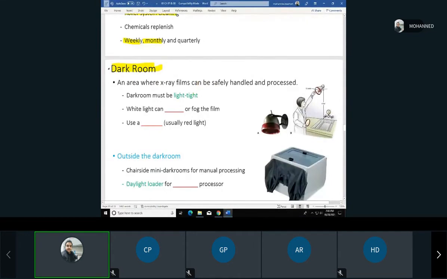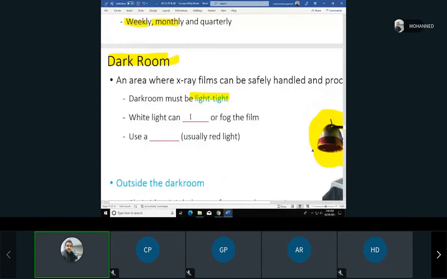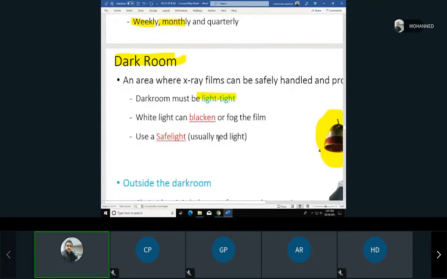So what we can do is make a dark room where you go in, close the door, and have a light like that. That is usually a red light, and it lets you work safely without exposing your X-rays. So it has to be a light-tight room. White light can blacken or fog the film, and we want to use a filter or safe light. Sorry, that's the red light. That's called a safe light that we use inside of the dark room.